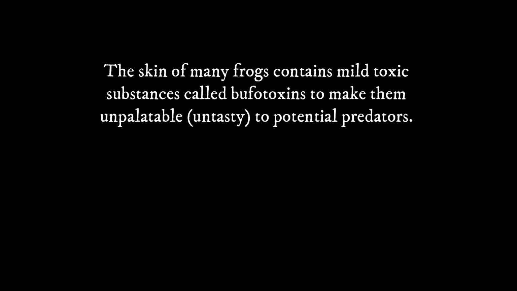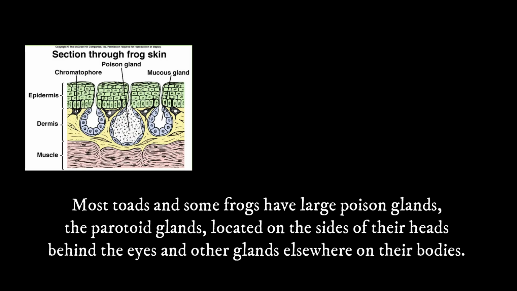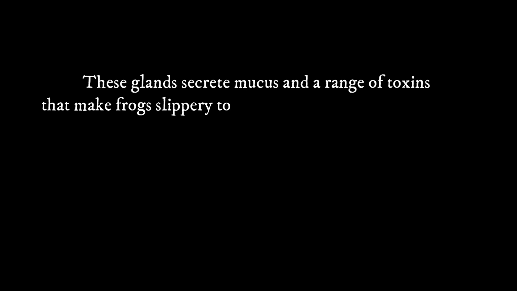The skin of many frogs contains mild toxic substances called bufotoxins to make them unpalatable to potential predators. Most toads and some frogs have large poison glands, the parotoid glands, located on the sides of their heads, behind the eyes, and other glands elsewhere on their bodies. These glands secrete mucus and a range of toxins that make frogs slippery to hold and distasteful or poisonous.